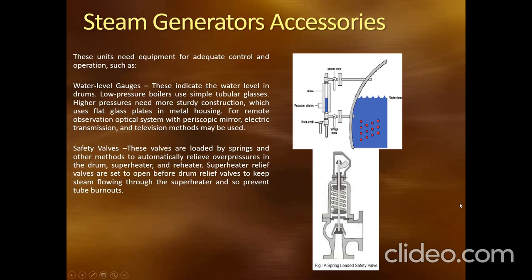Next is the safety valve. These valves are loaded by springs and other methods to automatically relieve overpressure in the drum. Superheaters and reheaters. Superheater relief valves are set to open before drum reliefs to keep steam flowing to the superheater and so prevent tube burnout.